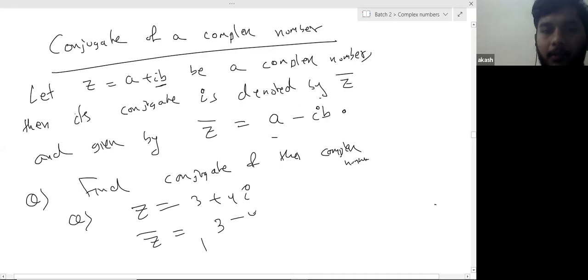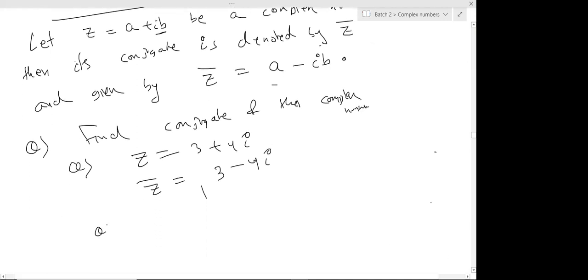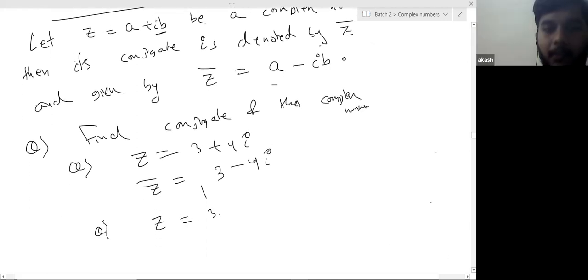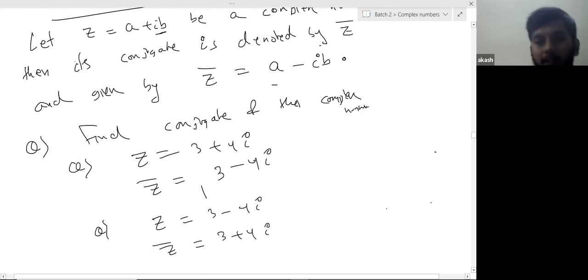Three minus 4i. Yeah, 3 minus 4i. Right, very simple. Yes, sir. And if they ask you, if z equals 3 minus 4i, then z bar would be? 3 plus 4i, sir. 3 plus 4i. All right. You just have to change the sign.